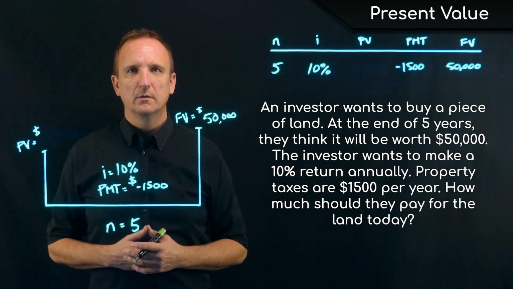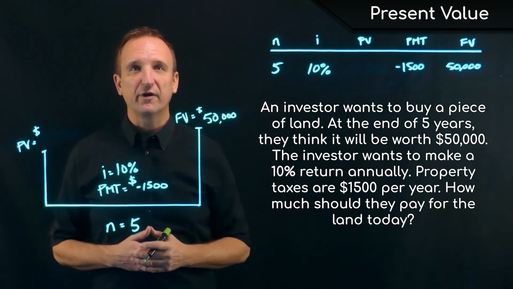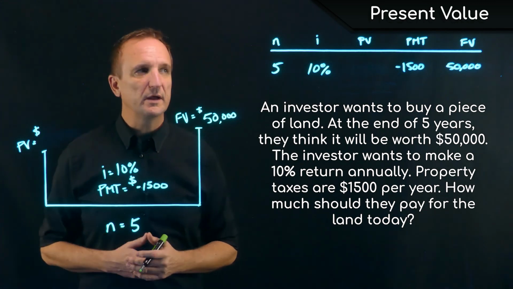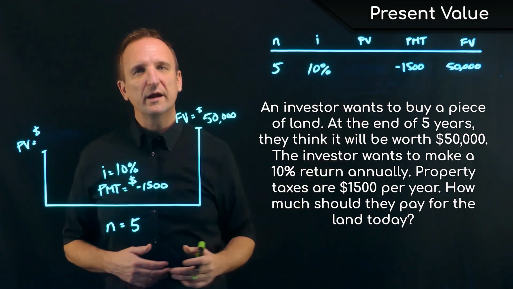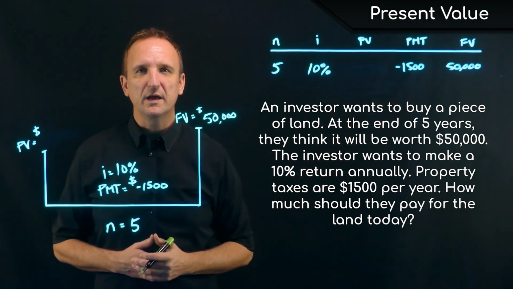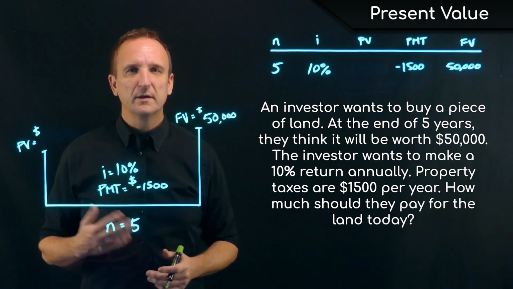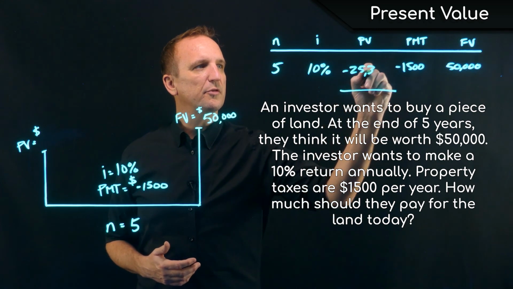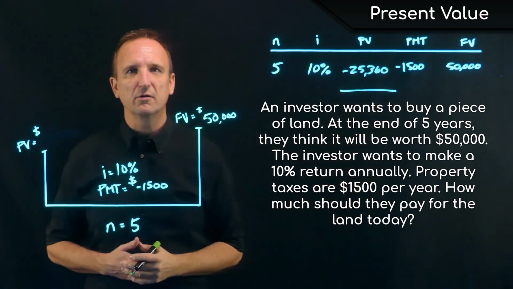So the investor wants to invest for 5 years, making a 10% annual return compounded annually. They're going to incur negative cash flow of $1,500 and a positive cash flow at the end of $50,000. Solving for present value would give us a $25,360 present value.